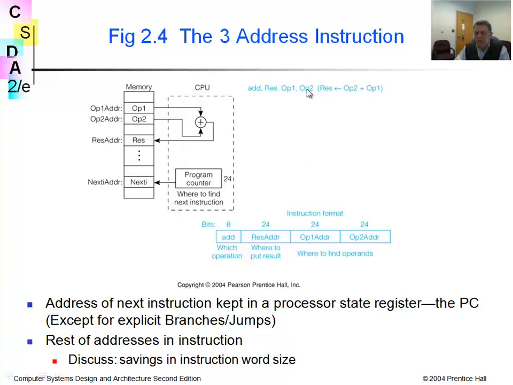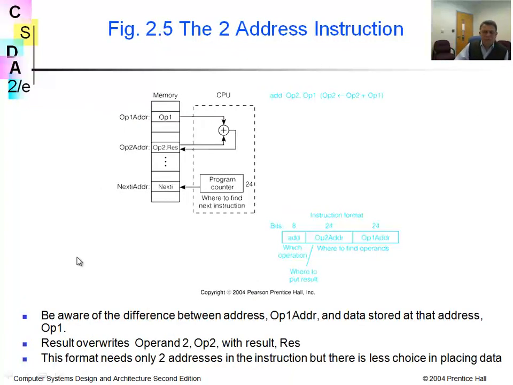Results, operand 1, operand 2. The program counter holds the address of the next instructions. So we fetch the instruction, operand 1, operand 2, add them up, put the results. The format of the instruction is you have 8 bits for the add, 24 bits for the results address, 24 bits for the operand 1 address, and 24 bits for operand 2.